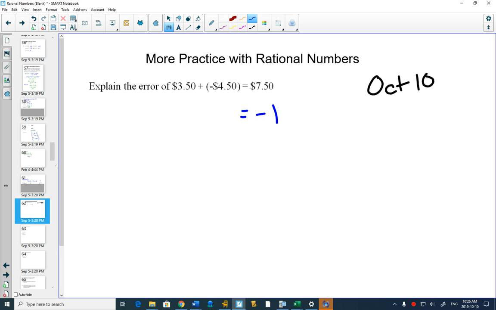How could we use estimation to see that this is wrong? 350 is close to? It's right in between, right? But when rounding, do you know what the rule is when you're right in the middle? You round up. So if we were rounding and just doing an estimate, this would be 4 plus negative 5. Our estimate also tells us that something was wrong.